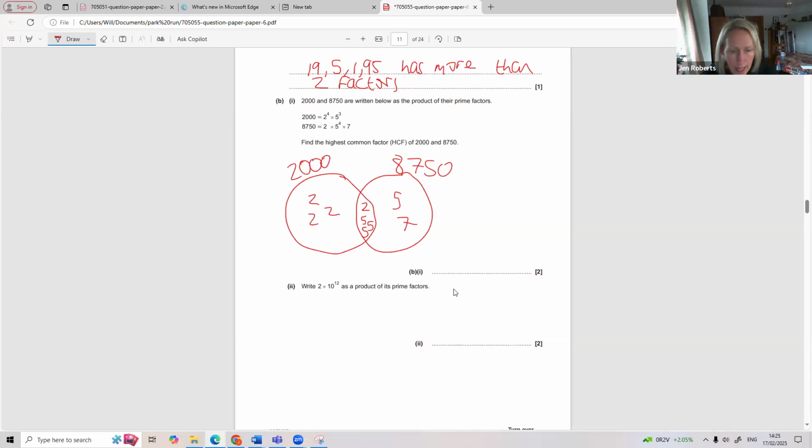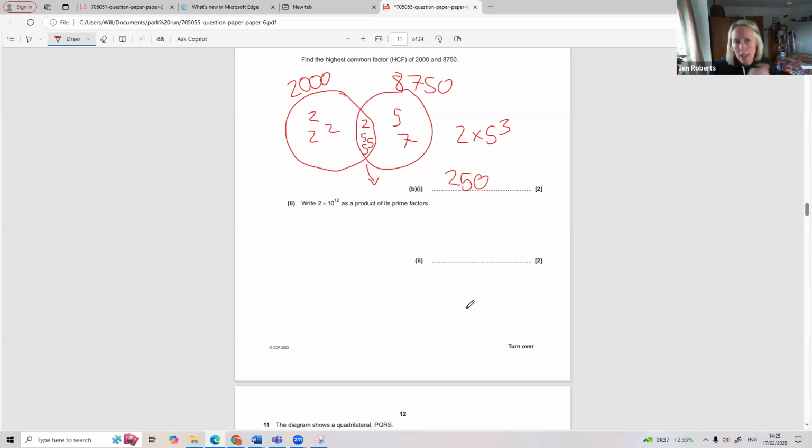Highest common factor is anything common to them both multiplied together. So it's 2 times 5 cubed, which they probably will give you the answer for. Oh no, you do actually need to work it out. You'd only get 1 mark for that. 2 times 5 to the power 3 is 250 for your 2 marks.